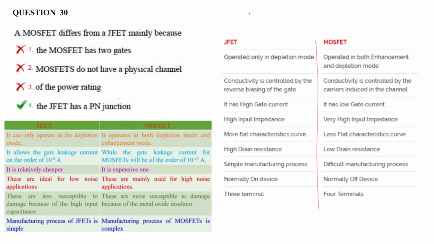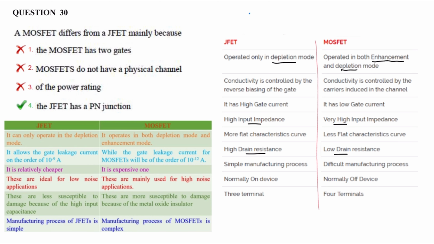Next question. A MOSFET differs from JFET mainly because. So this JFET is operated only in depletion mode, whereas MOSFET is operated in both depletion and enhancement mode. In JFET, conductivity is controlled by reverse biasing of the gate. Here conductivity is controlled by the carriers induced in the channel in MOSFET. So input impedance of JFET is high. For MOSFET it is very high. Drain resistance is high in JFET, whereas here drain resistance is low.